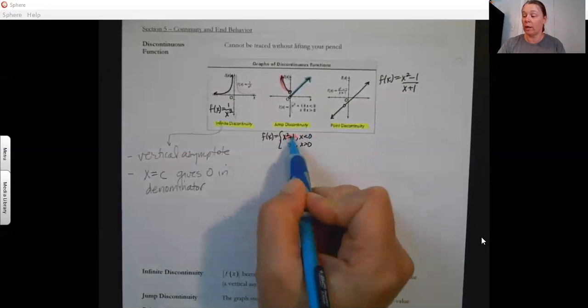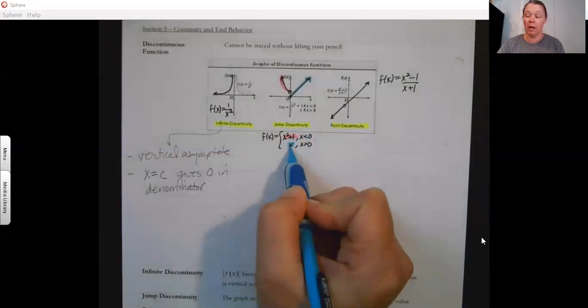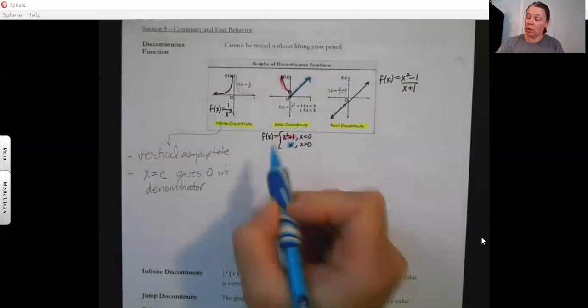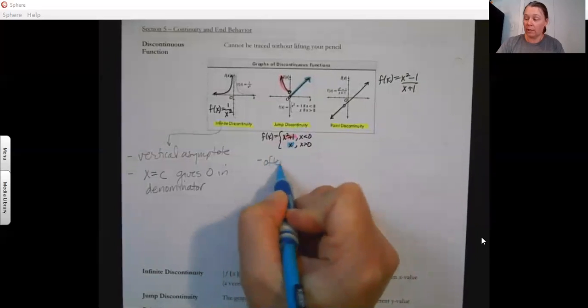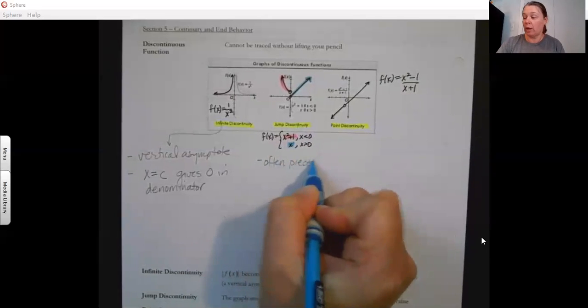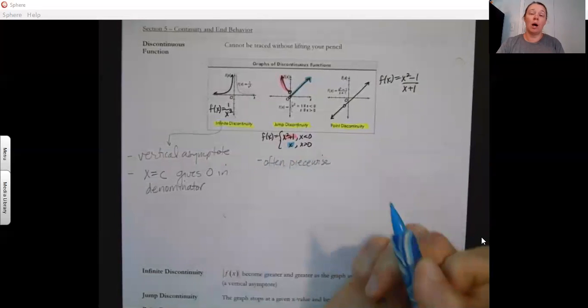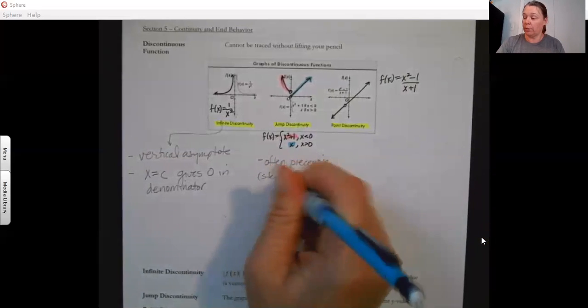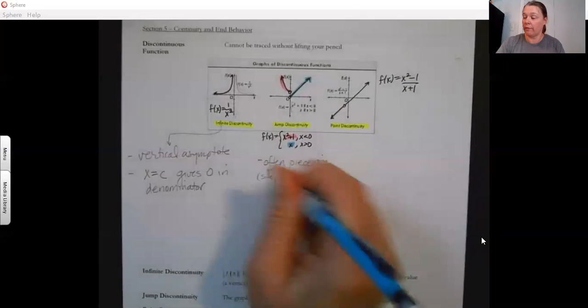If I put 0 here, I get 1. If I put 0 here, I get 0. And so the two pieces don't match up. So this is a jump discontinuity. These are often piecewise, not always, but often piecewise. If you think back also to our parent functions, we also had a step function. Those would also be considered jump discontinuities. So I'm going to put step functions here too.